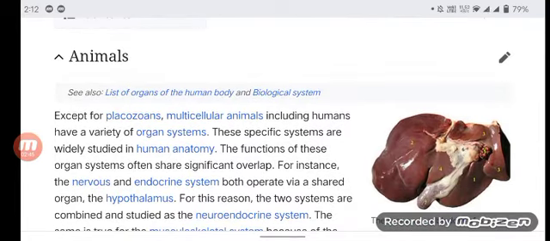Animals, except sponges, multicellular animals including humans, have a variety of organ systems. These specific systems are widely studied in human anatomy. The functions of these organ systems often share significant overlap. For instance, the nervous and endocrine systems both operate via a shared organ.